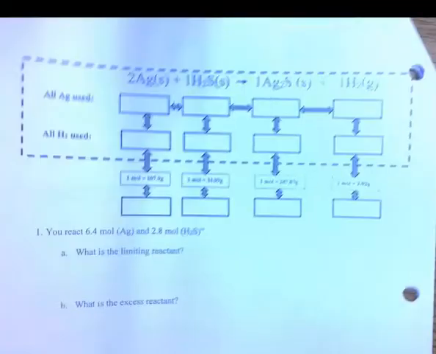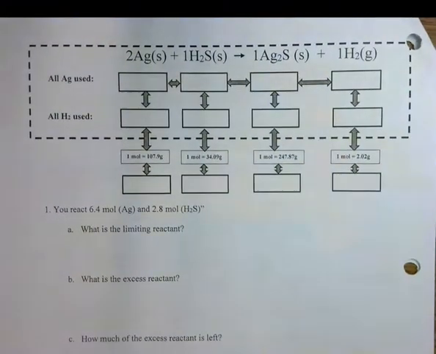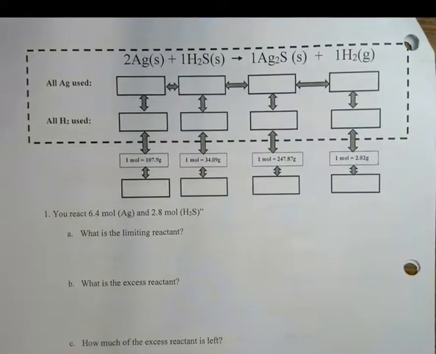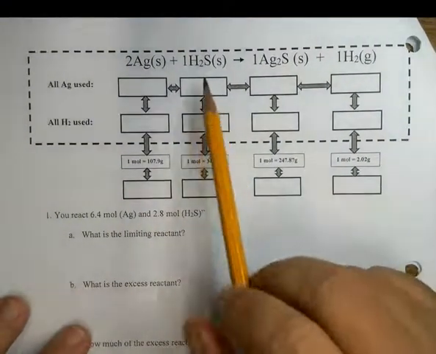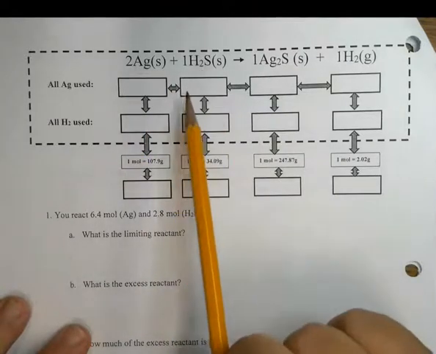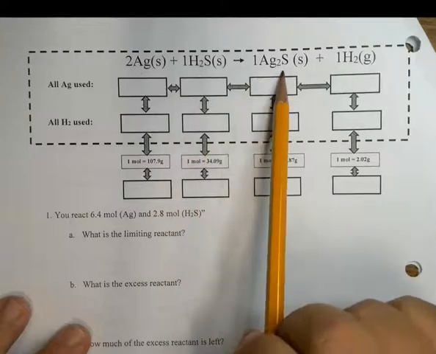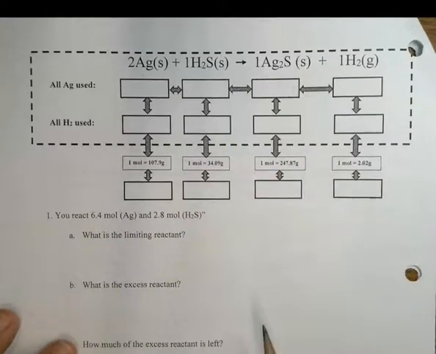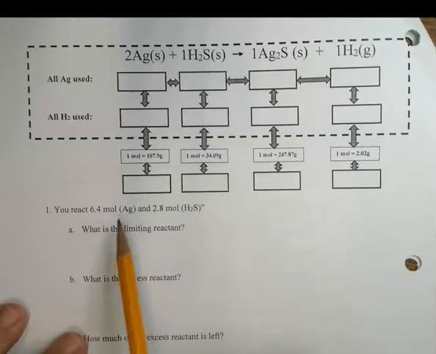I'm giving you 3 problems. And I'll do the first one a little more slowly, and then I'll do the next two a bit faster. Okay, so here we go. So we got this reaction with silver metal and hydrogen sulfide, and you're going to end up with silver sulfide and hydrogen gas. So let's look at what the question's giving us.